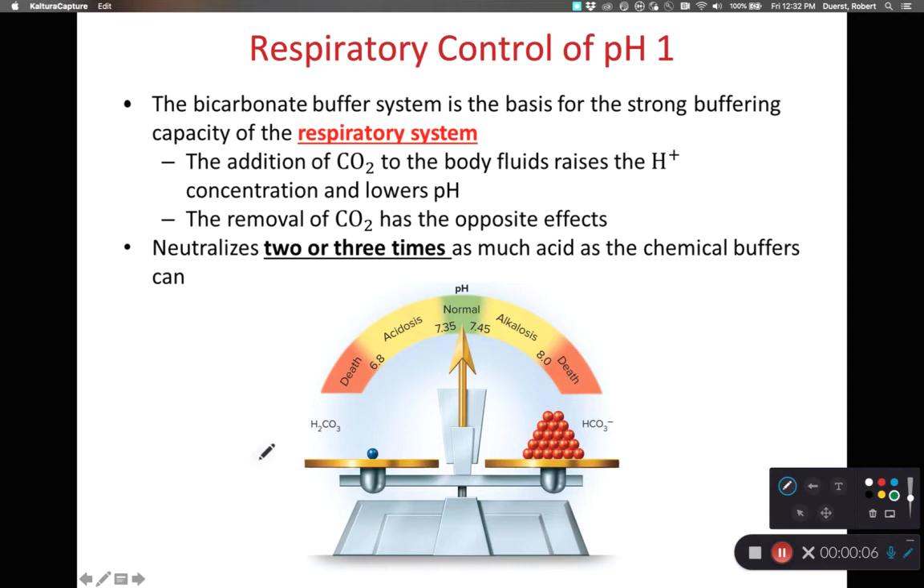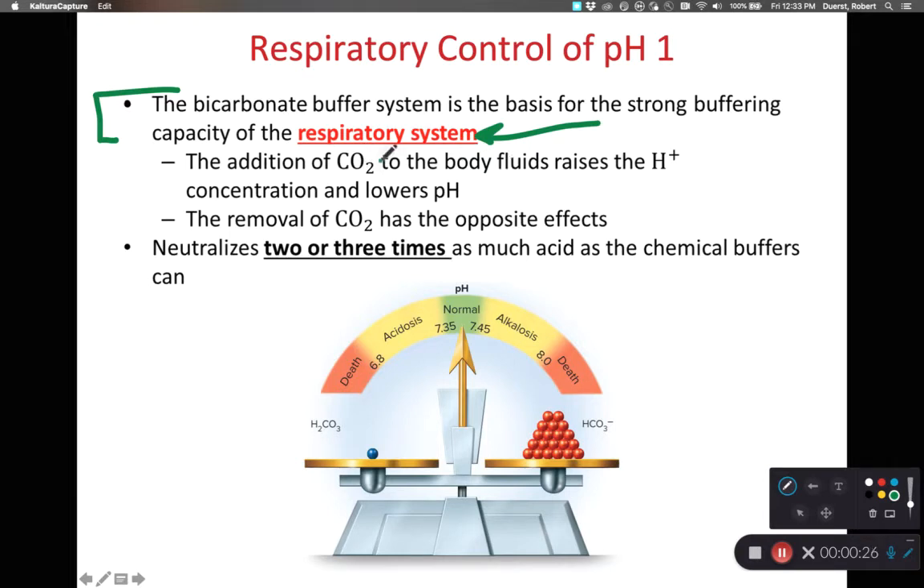Hi class, in this recording we're going to focus on how the respiratory system and the urinary system help to regulate pH. We've already talked about how the bicarbonate buffering system is significantly linked to our respiratory system. It's going to be the buffering associated with our respiratory system.